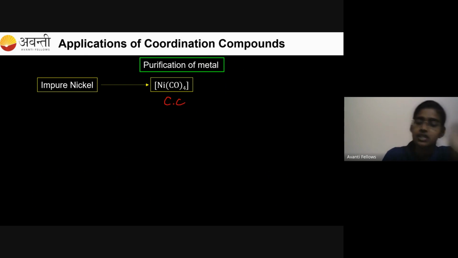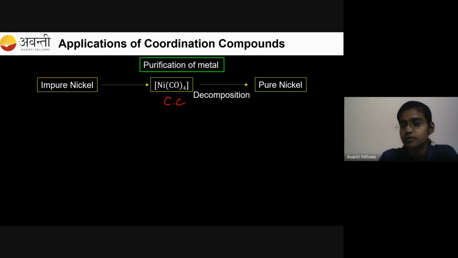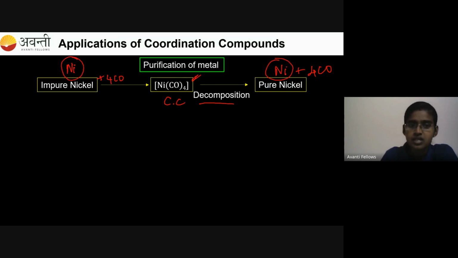Now, this nickel tetracarbonyl complex undergoes decomposition, and once the decomposition occurs, the nickel tetracarbonyl will give nickel and 4CO ligand back again. Initially we took one nickel and 4 carbon monoxide was added to that, which leads to the formation of this complex. Then again, this complex on decomposition leads to nickel and 4CO. So what is the difference between this nickel and this nickel? The first nickel is impure, but the second nickel is pure. So in between, coordination complexes form. Coordination complexes are used for the purification of a metal like nickel. Got it? This is the third application of coordination compounds.